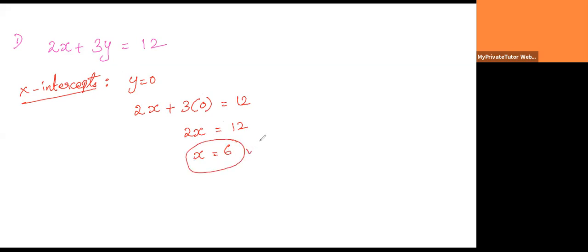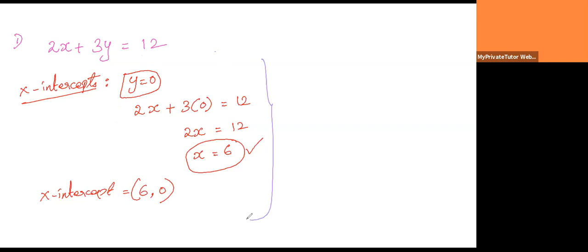So this is the value of x. But what is the x-intercept using coordinates? (6, 0). You know why? Because we substituted, and we got x equals 6, but how? Because y is 0 there. That's why that becomes a point. That becomes a coordinate. So that's the x-intercept. What about the y-intercept, guys?